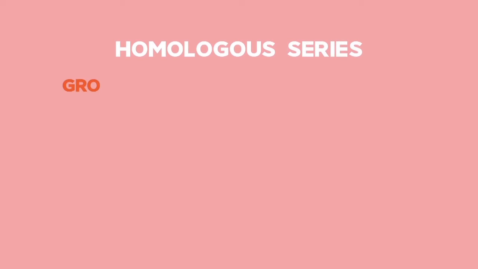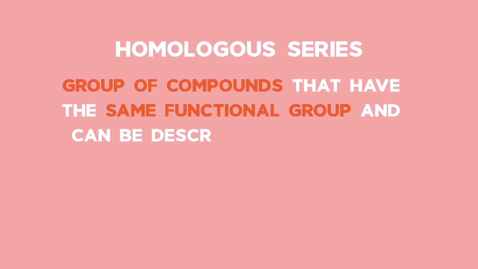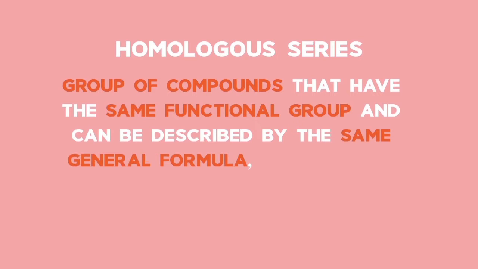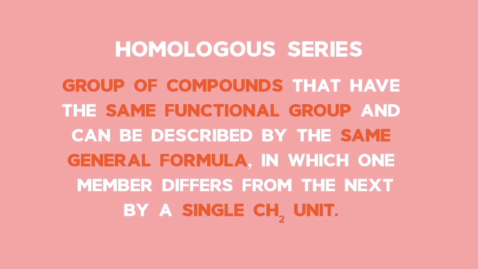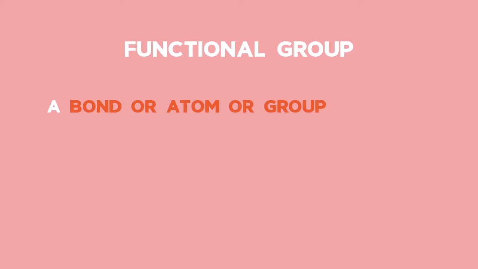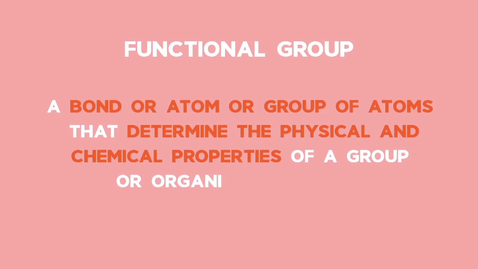Homologous series is a group of compounds that have the same functional group and can be described by the same general formula, in which one member differs from the next by a single CH2 unit. Functional group: a bond or atom or group of atoms that determine the physical and chemical properties of a group of organic compounds.